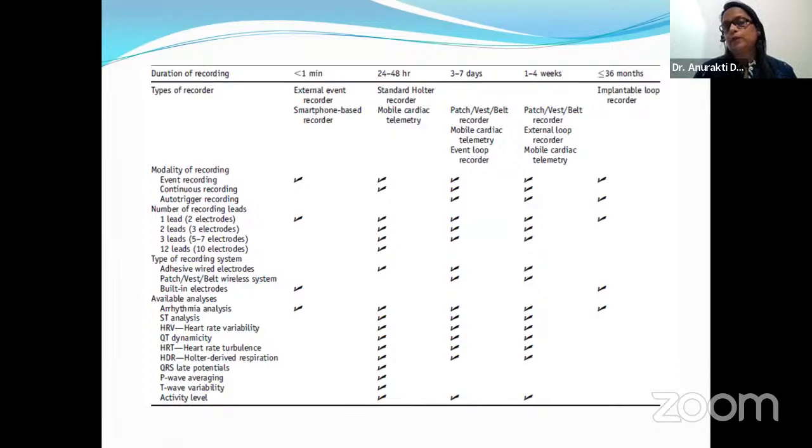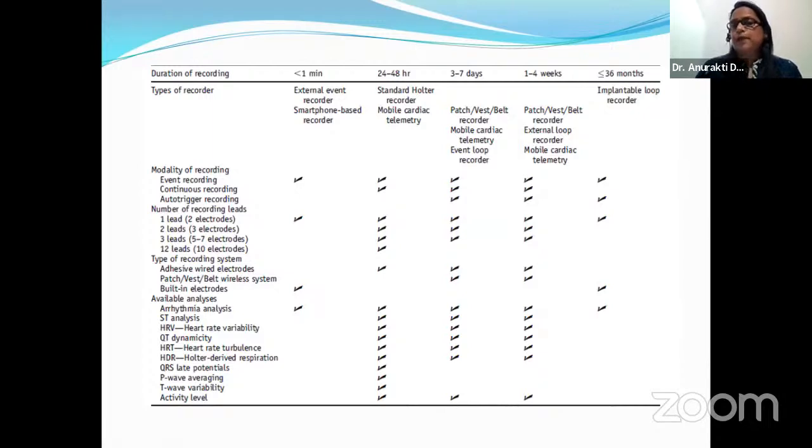If a very long period of recording is required, then apart from the loop recorders and the vest recorders, we have mobile cardiac telemetry, which is not in much use in India right now, but in the near future, definitely it would be. The cost is a constraint right now, but otherwise it transmits the real-time data to you, and the physician can sit in the office and look at the patient's telemetry, seeing what's happening to the patient right now. Very important in cardiac rehabilitation, post-procedure or post-surgery.